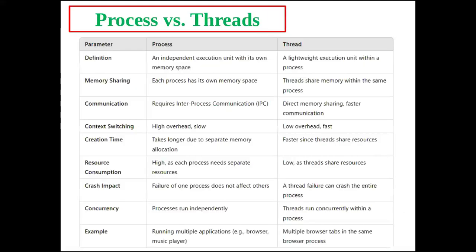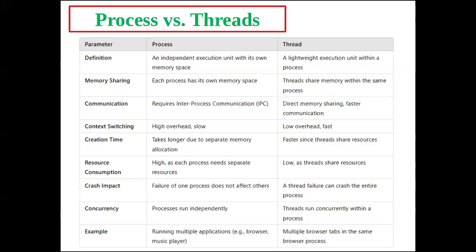Now we will clearly compare these two very important concepts, a process and a thread. Please listen carefully. This comparison will help you understand their differences in a very structured way. First parameter is definition. A process is an independent execution unit having its own memory space. It works independently. And a thread, whereas, is a lightweight execution unit that exists within the process. It is part of a process, not a separate one.